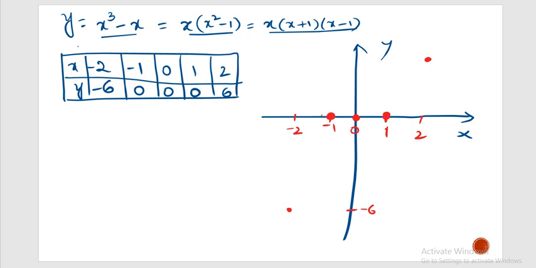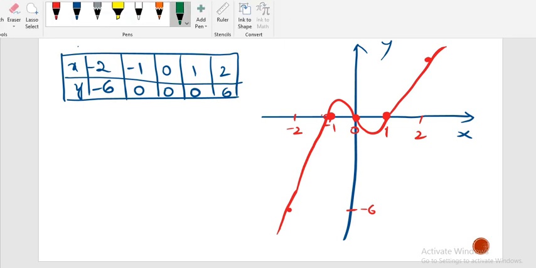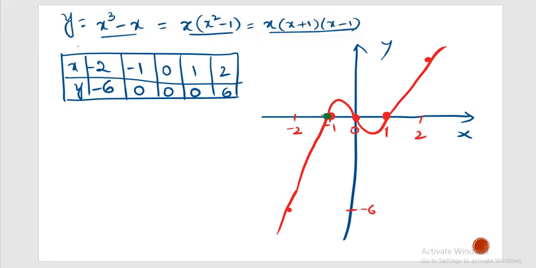So if you join these points, how will my graph be? My graph looks like this, right? If you join these points, then you are going to get a graph like this. If you observe this particular situation, how many points of intersection do I have? I have 3 points of intersection.